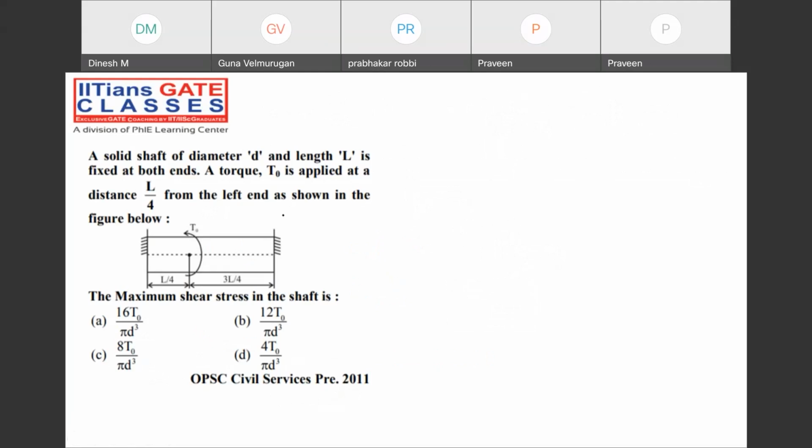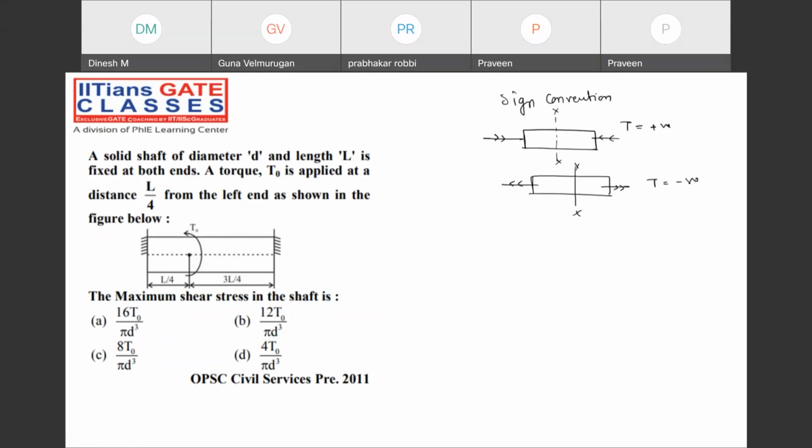Now try to solve this question. A solid shaft is there. Okay, I forgot to mention the sign convention. Note down, guys, the sign convention for this twisting. Whenever at any cross section you have something like this, the twisting moment will be positive. At any cross section, if you have something like this, the twisting will be negative. It totally depends on the direction. Using the right hand, suppose you rotate your fingers, the thumb direction will be the deciding factor for the directions.